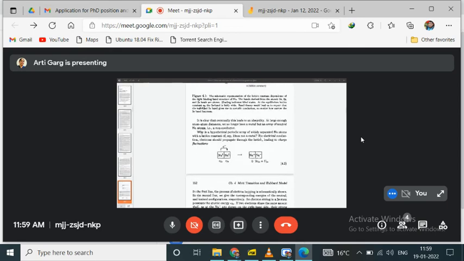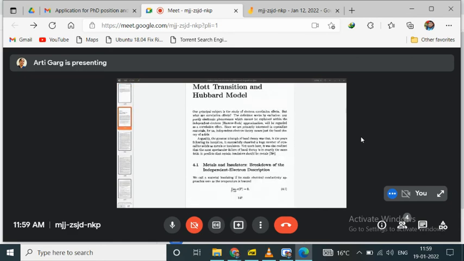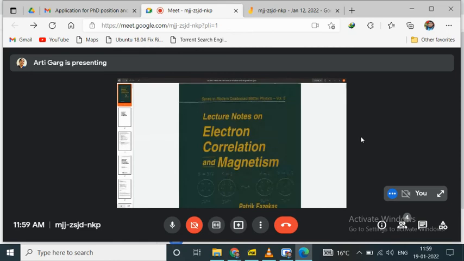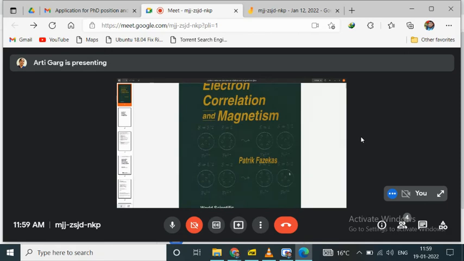Can you open the first page of this book, I mean the cover page? This is the first page: Lecture Notes on Electron Correlation and Magnetism by Patrick Fazekas. It's a very old book. I can give you the soft copy of the book. I'm not sure whether it's there in the library or not.